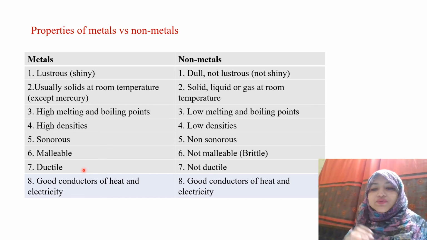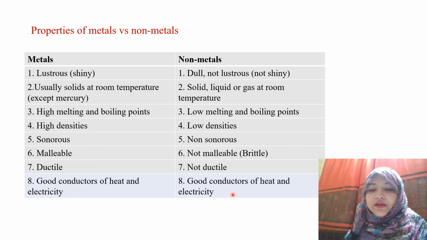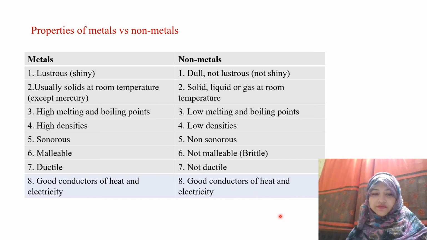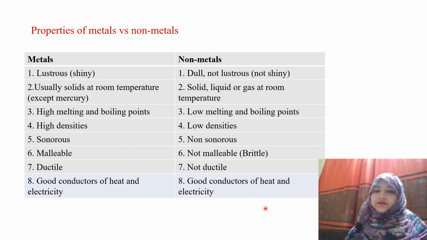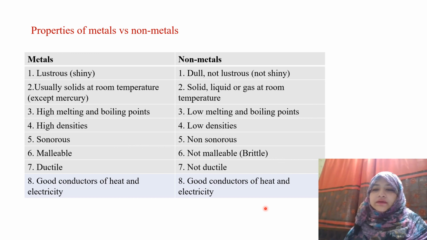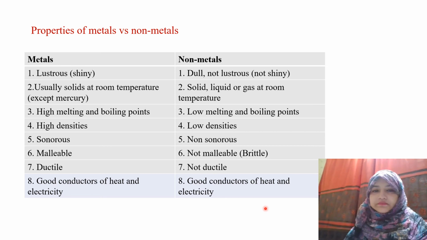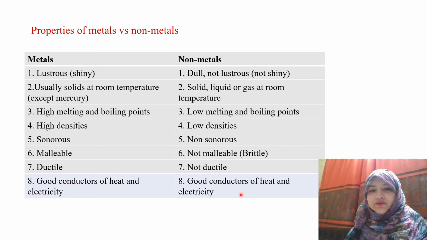Metals are usually good conductors of heat and electricity, and non-metals are not good conductors of heat and electricity. Hopefully from today's lecture, you can easily differentiate between the properties of metals and non-metals, which is very important for this chapter.